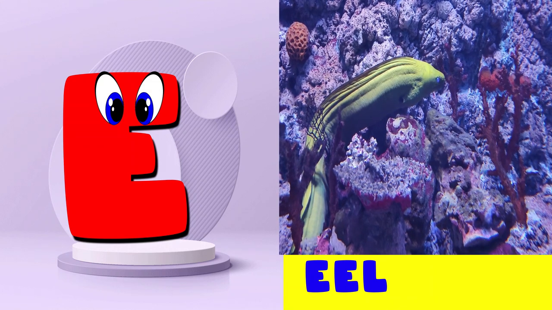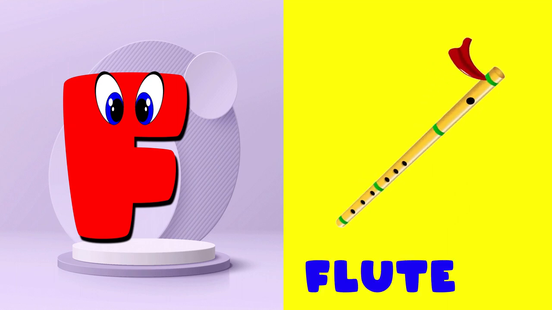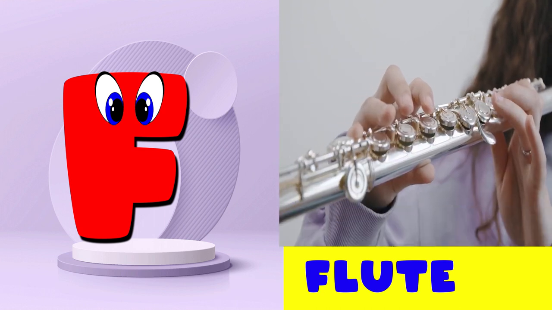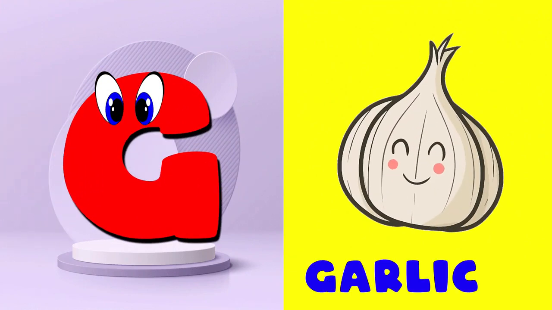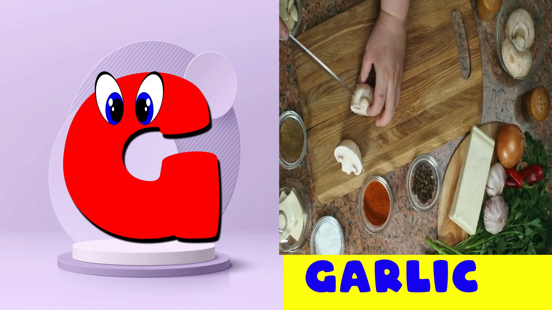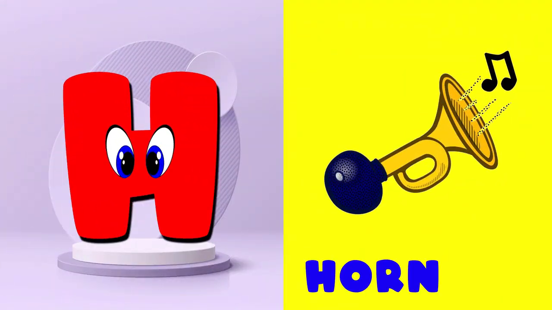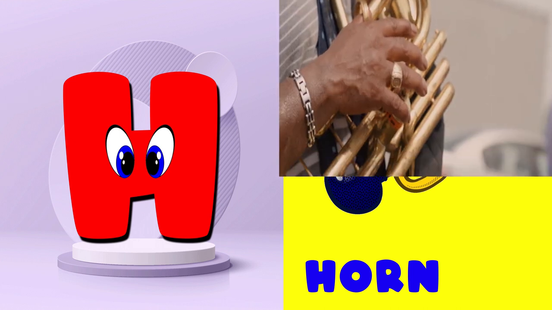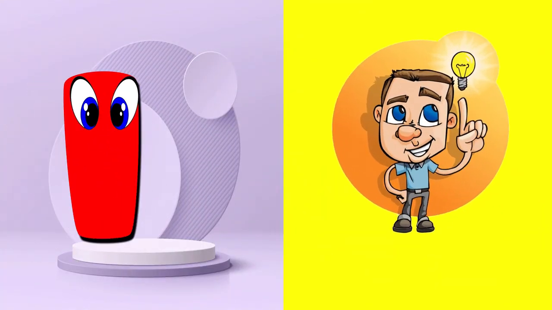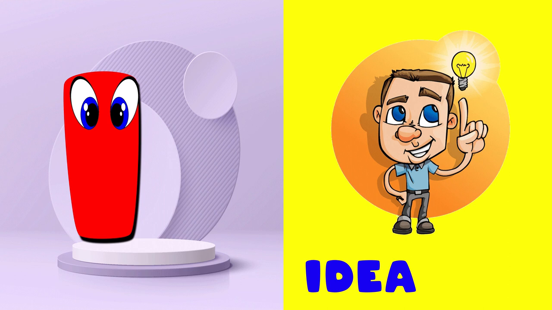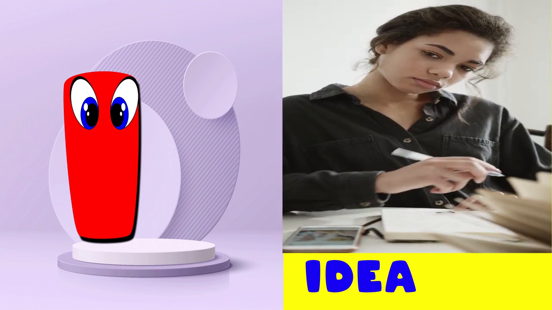E for eel. F for float. G for garlic. H for horn. I for idea.